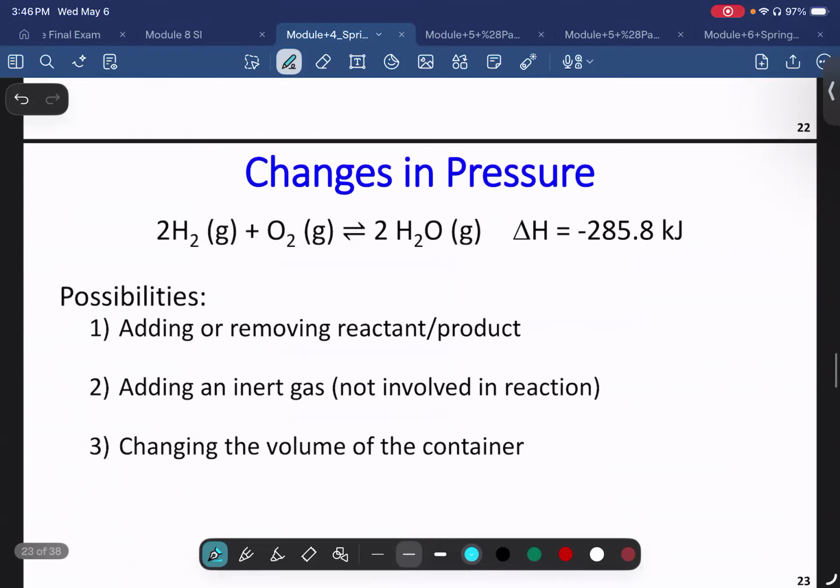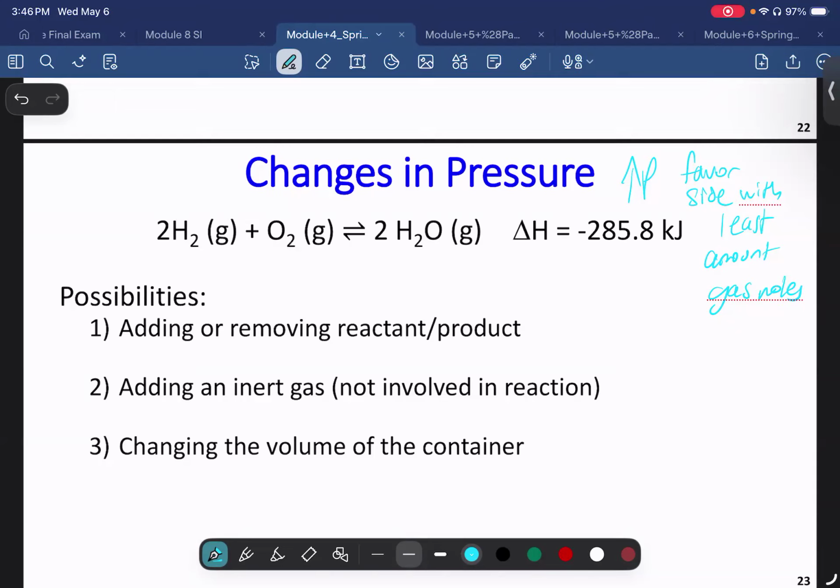With pressure, an increase in pressure will favor the side with the least amount of gas moles. Adding an inert gas does nothing because it doesn't affect the pressures. But if you increase pressure in this case, you're going to favor the forward reaction because there are 2 gas moles on the right and 3 gas moles on the left. If you decrease pressure, you do the opposite. So you're going to favor the side with the greatest number of gas moles.